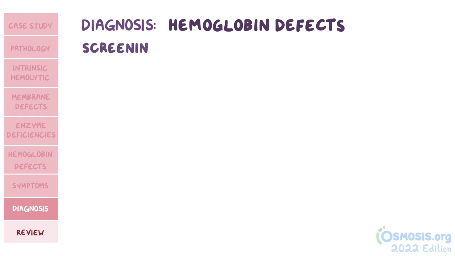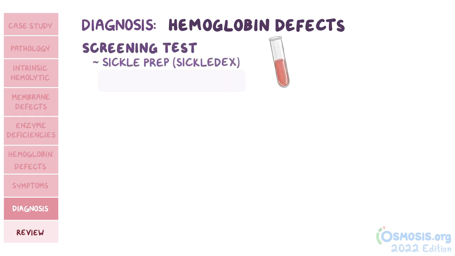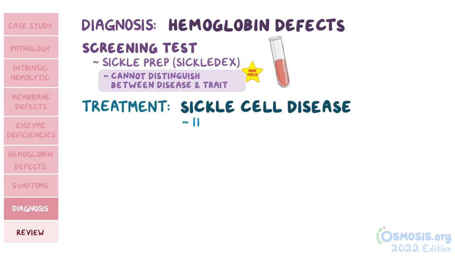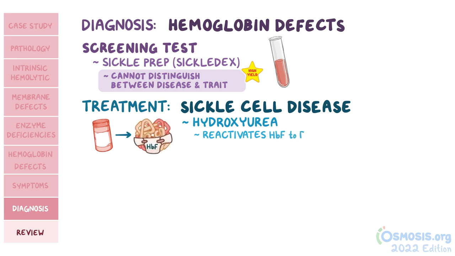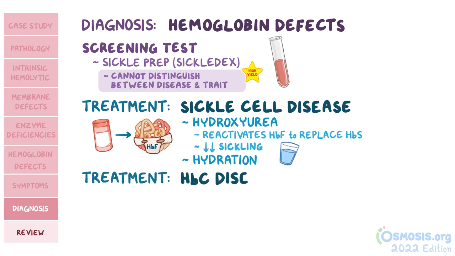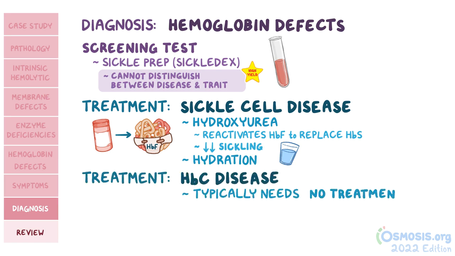Additionally, there's a screening test for sickle cell trait known as the sickle prep or sickle dex, but it cannot distinguish trait from homozygous disease. Treatment of sickle cell disease includes hydroxyurea, which reactivates the synthesis of fetal hemoglobin to replace the abnormal hemoglobin S, so there's a lower chance of sickling. Hydration may also help, both during sickle cell crises as well as for prevention. In contrast, HbC disease typically needs no treatment.